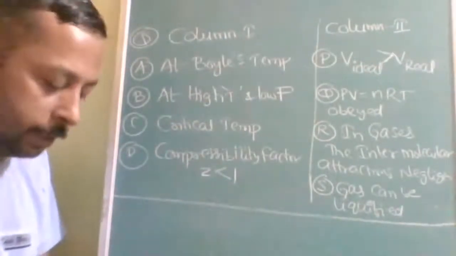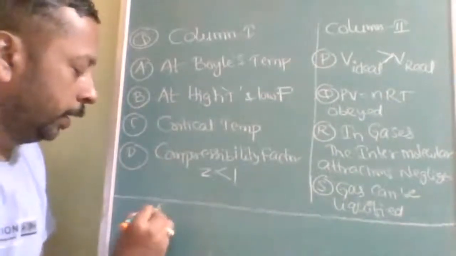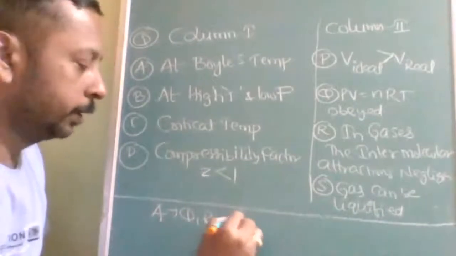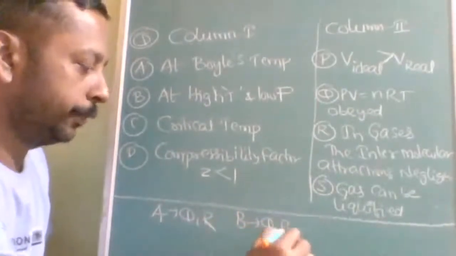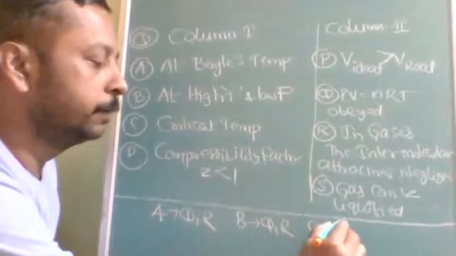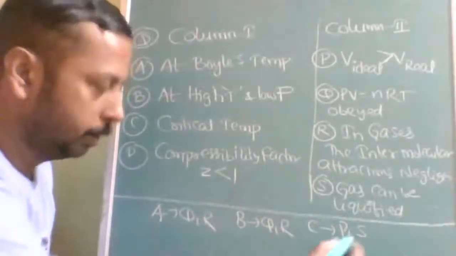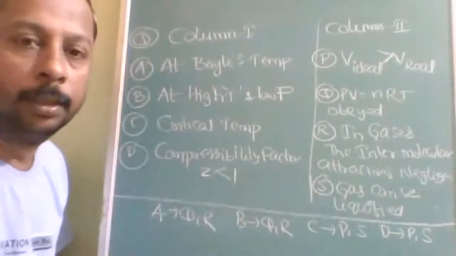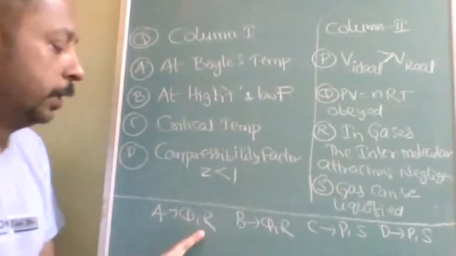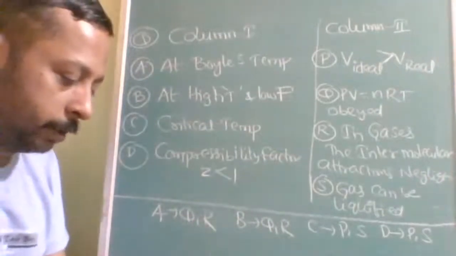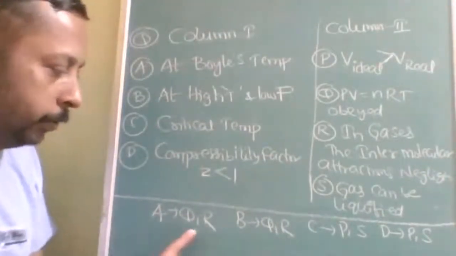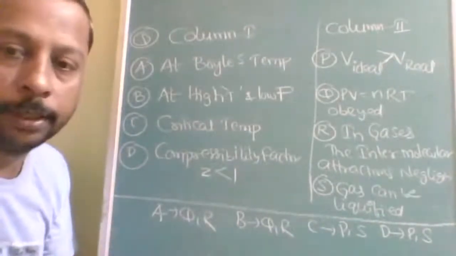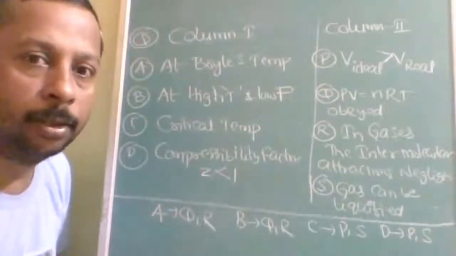Okay, answers I am writing it here. Cross check. A answer is Q comma R. B answer also Q comma R. C answer is P comma S. D answer is P comma S. See, cross check once again. A answer QR. B answer QR. C answer PS. D answer PS. Okay. These are the answers. Now you can cross check.